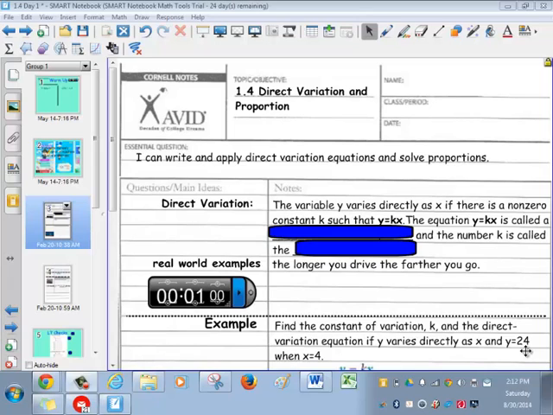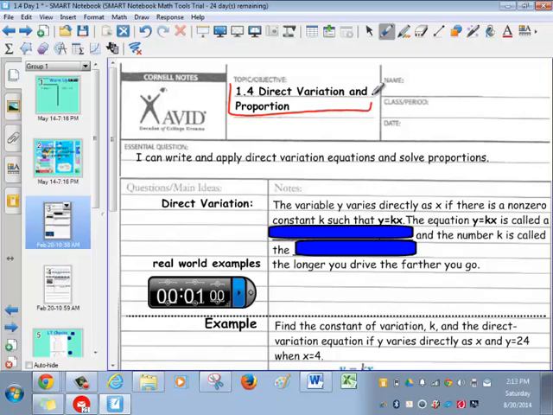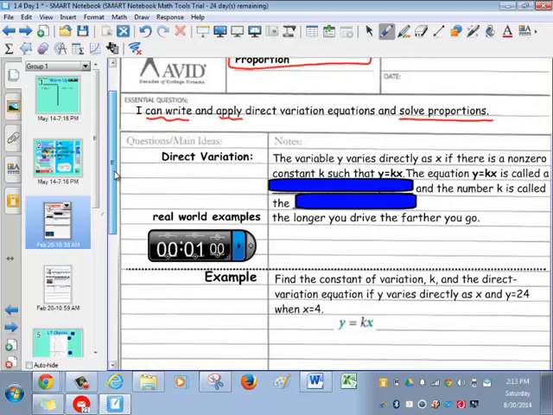Okay, for section 1.4, we are going to be dealing with a concept called direct variation, which will lead right into something called proportion. And these are things I think you've seen before. By the end of this lesson, you should be able to write and apply direct variation equations and solve proportion. And I think this lesson should be fairly on the easy end for you guys, okay? So let's get going on this one.